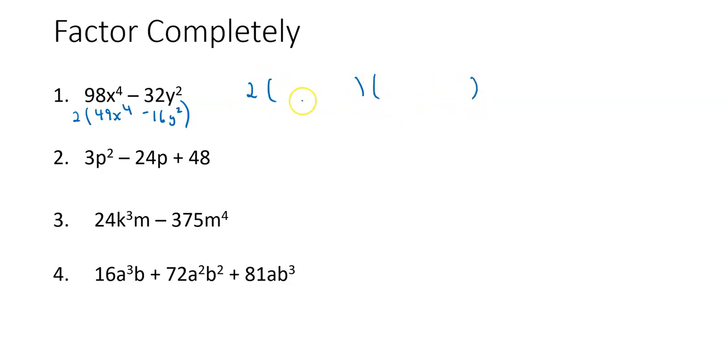All right, the square root of 49x to the fourth is 7x squared. Square root of 16y squared is 4y. One gets a plus, one gets a minus. All right, so 49x to the fourth minus 28x squared y plus 28x squared y zeroes out. My last term is negative 16y squared.